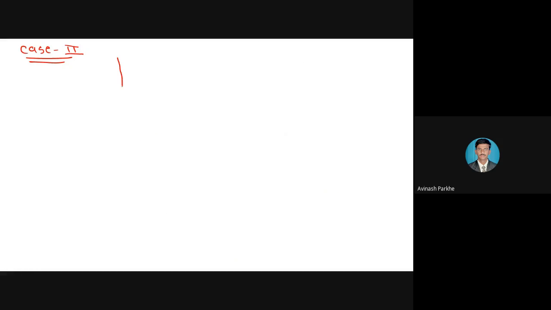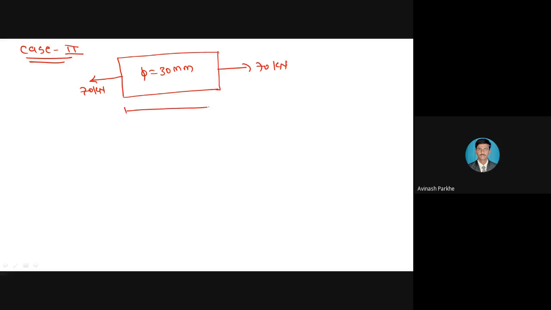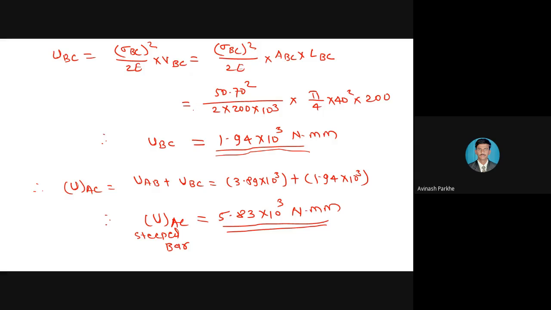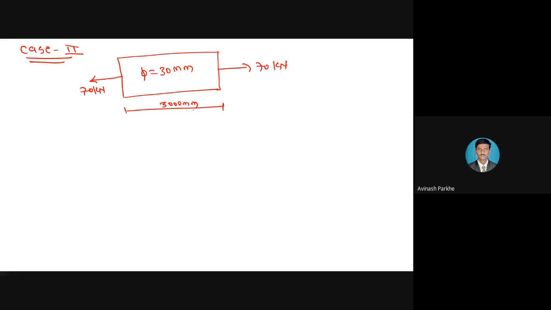So here I will draw the figure. One more bar is given. This is the plain bar. It is also subjected to the load of 70 kilonewton, which is applied gradually. Its diameter is given 30 mm. Its length is given 300 mm. So for this we have to calculate. Up till now, whatever we have calculated was for the stepped bar. Now this is a single diagram only. So I have to calculate.